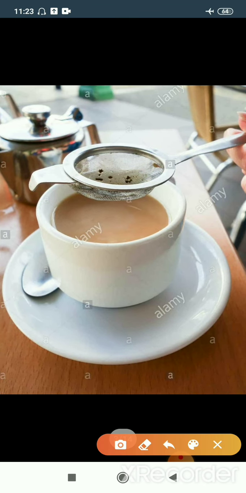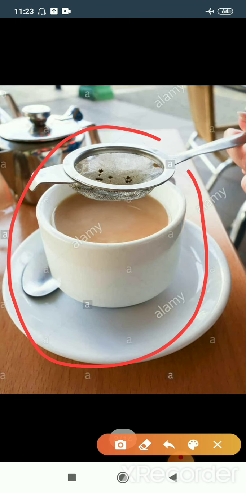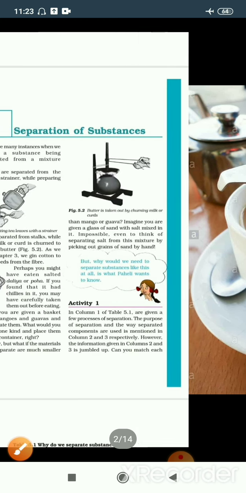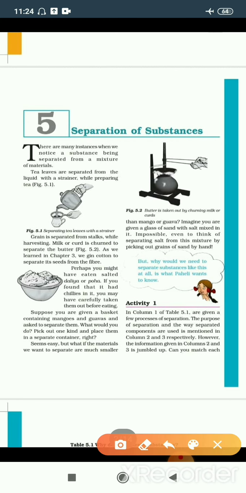So this diagram we had already seen in part number 1. You can see here some tea leaves were lying on the strainer. This strainer is used for separating insoluble or solid impurities. So with the help of this strainer we get a proper liquid form of tea.